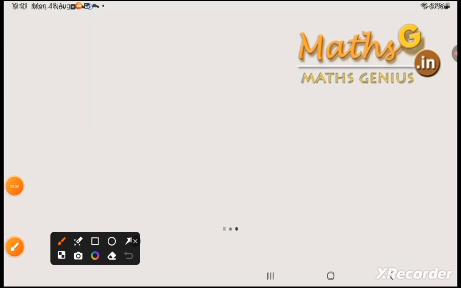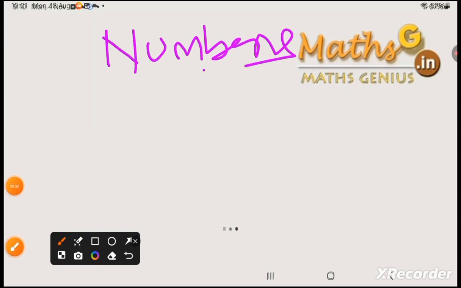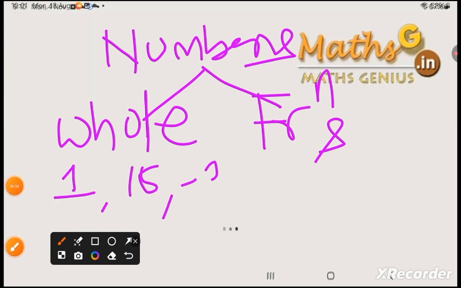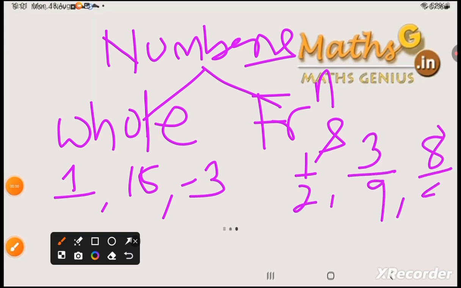So going back, numbers basically we can say are of two types. Certain are whole numbers, whether positive or negative, and the others are fractions. Examples of whole numbers: 1, 15, minus 3. Examples of fractions: 1 by 2, 3 by 9. 8 by 4 is also a fraction, but it will come up as a whole number. We will see it later.